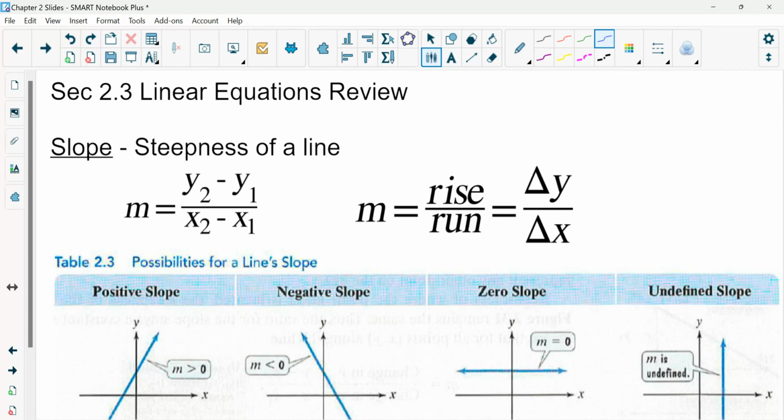And there are a couple ways that we can calculate slope. One, remember that m does equal the slope. That's what m represents, the letter. And we can calculate the slope with the slope formula, which is y2 minus y1 over x2 minus x1.